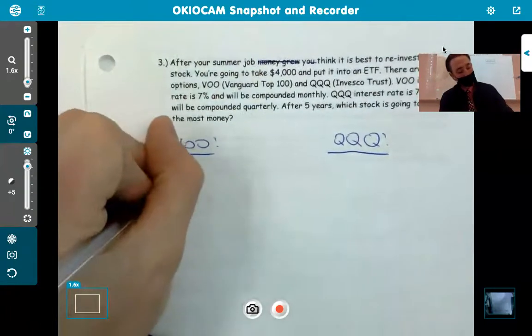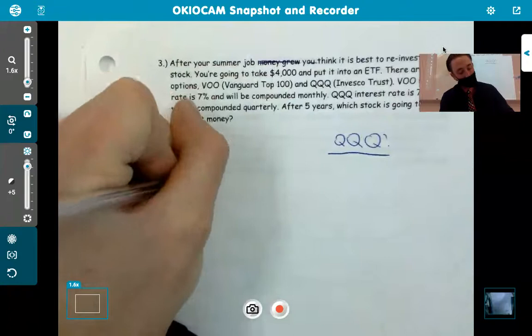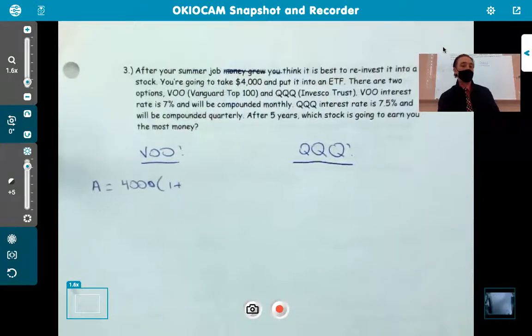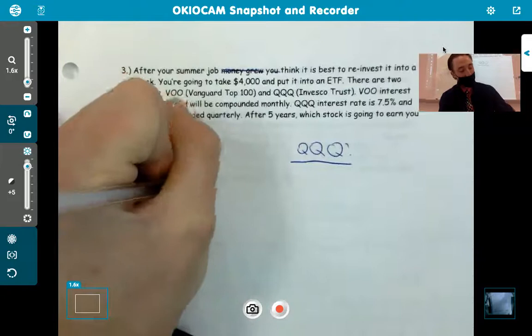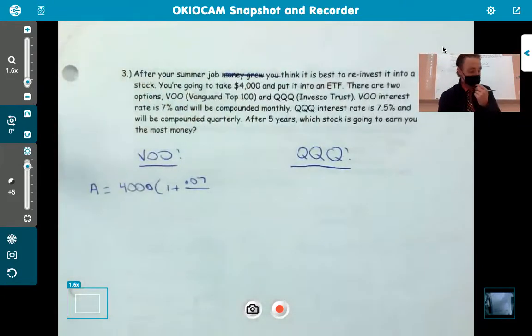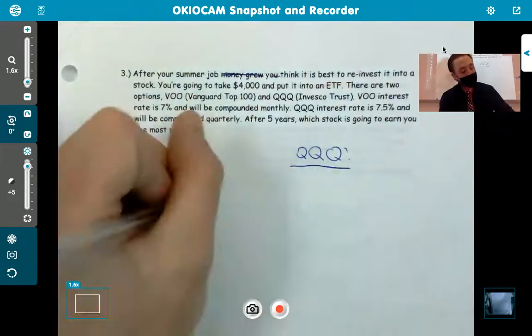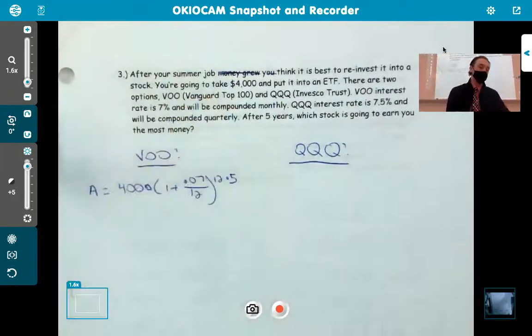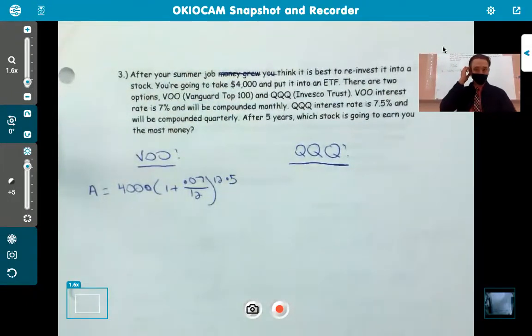So for this Vanguard one in particular, I'm putting in $4,000. What was the rate for Vanguard? So that was the other one. 7. So what's that as a decimal? 0.07. Good. It's being compounded monthly. So how many times does that happen over a year? 12. And I'm looking over the course of 5 years, so it's 12 times 5, or we'll simplify that to 60. Okay.